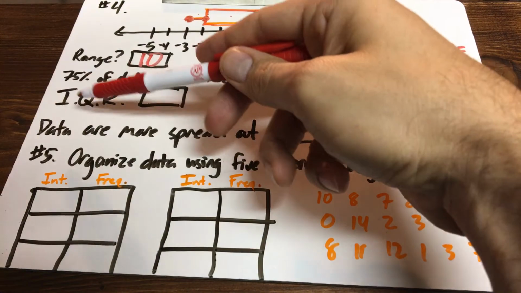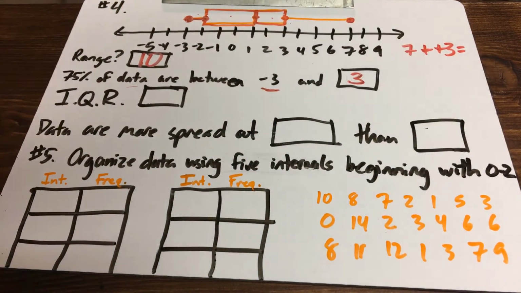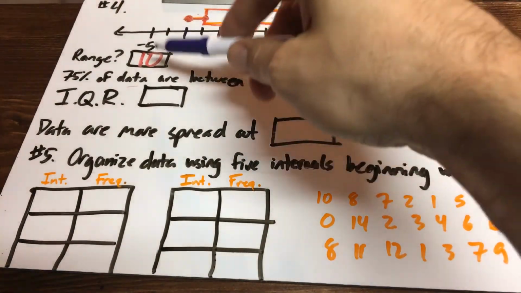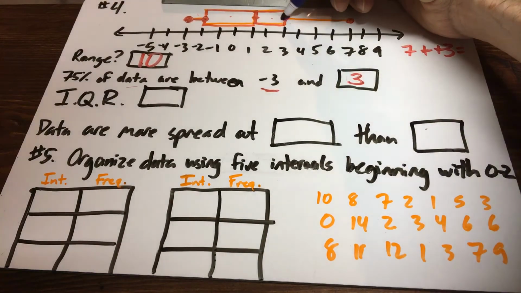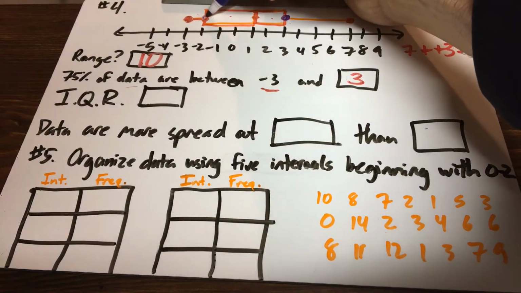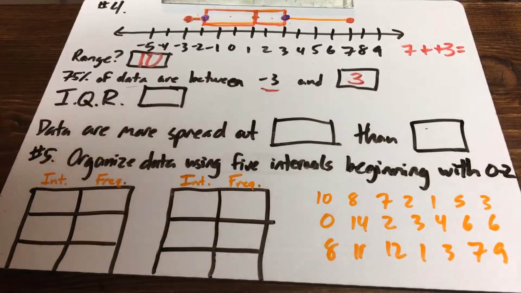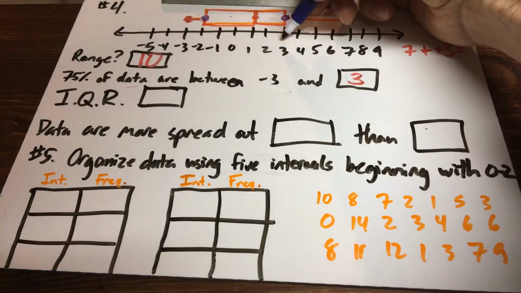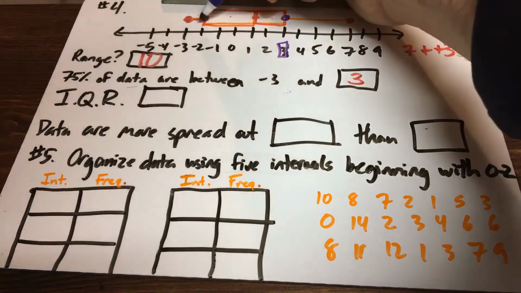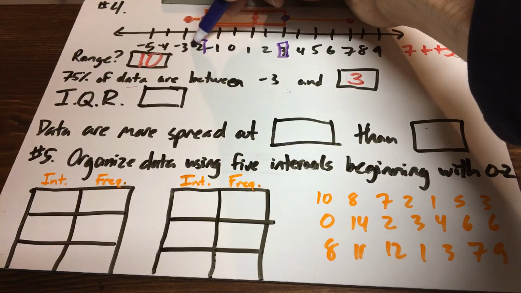Then it's going to ask you for the interquartile range. The interquartile range is different than the range we did up here. Interquartile range is just the range of the quartiles, the right side of the box minus the left side of the box, quartile 3 minus quartile 1. So IQR, or interquartile range, you just take this number, 3, and you subtract this number, -2.